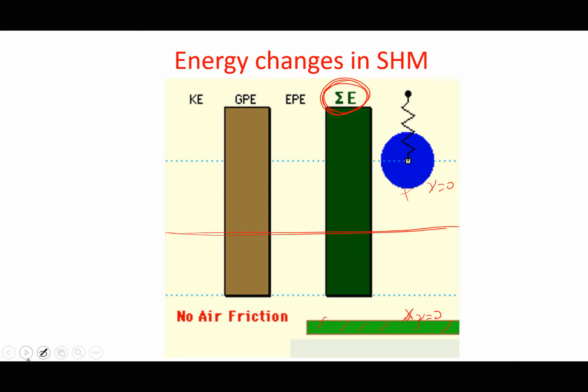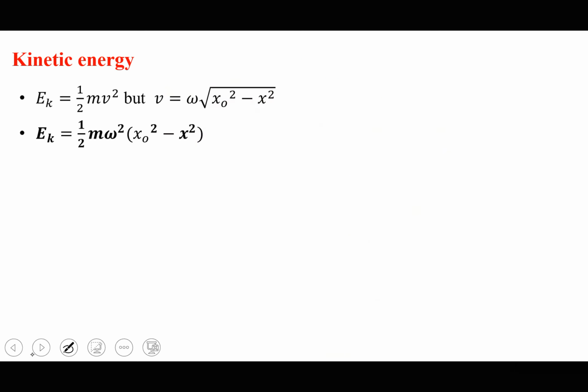So let's begin by understanding how we obtain kinetic energy of a body performing simple harmonic motion.